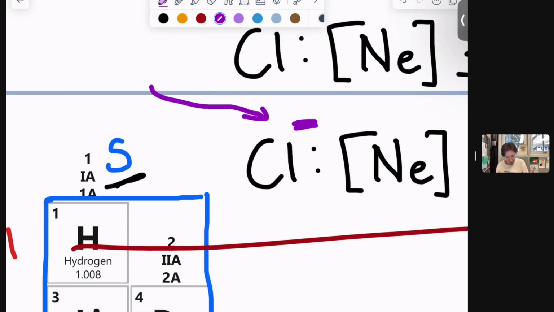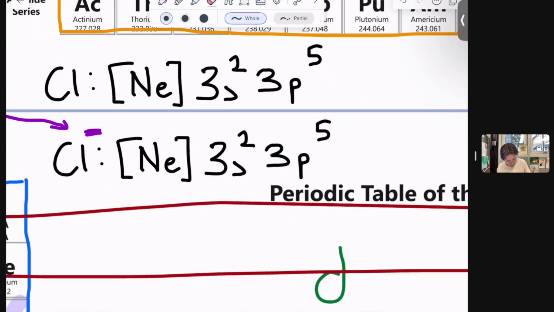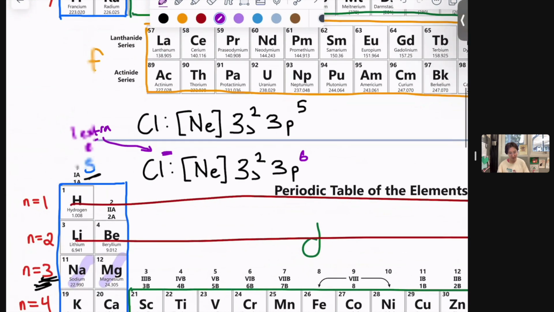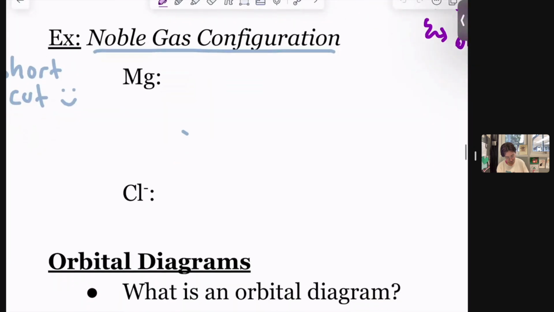Think to yourself. It means we have 1 extra electron. And so I'm going to add my extra electron to my valence. I'm going to add my electron to my valence. So because I have an extra electron, it's actually 3s2 3p6. So 1 extra electron in your valence shell. Okay. So hopefully we got that written down in our space.